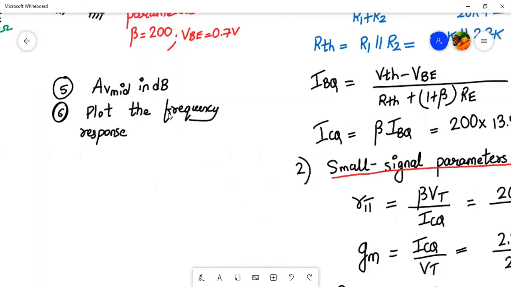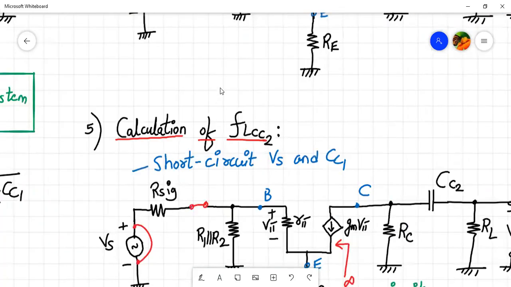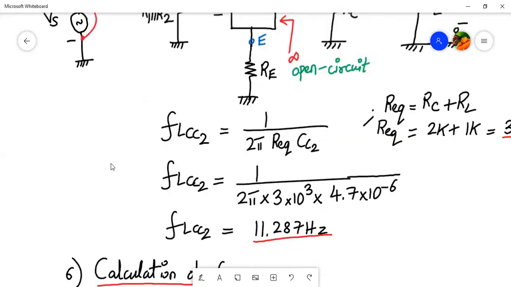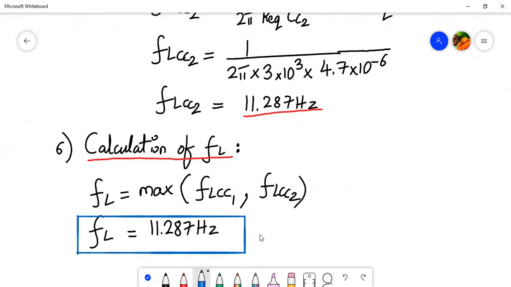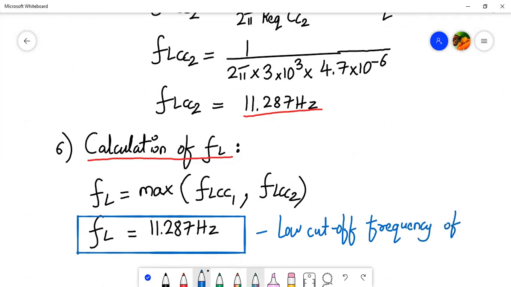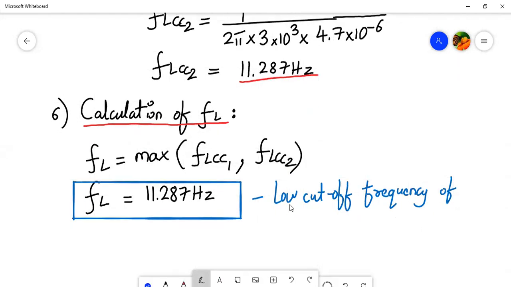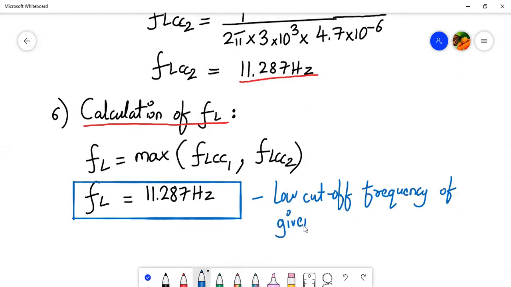Yeah, so let's continue where we left off. We have calculated the lower cutoff frequency, which was given by FL, and we were about to put it inside the box. Okay, so FL is basically the low cutoff frequency of the amplifier. Okay, low cutoff frequency of the given BJT amplifier, right? Okay, so we have come to the end of this session.